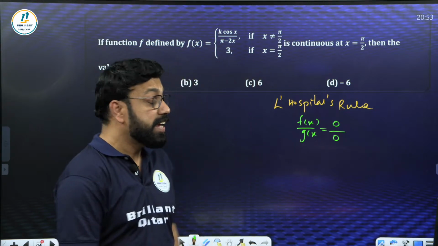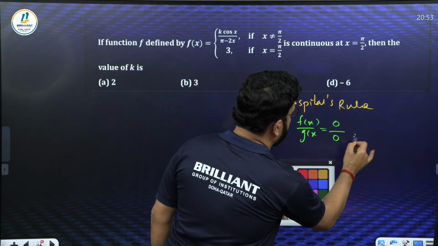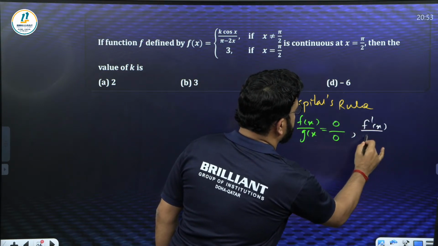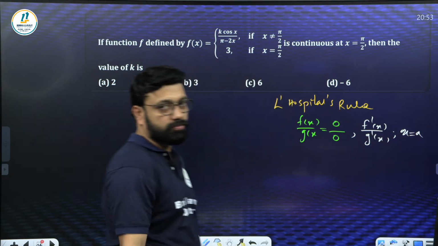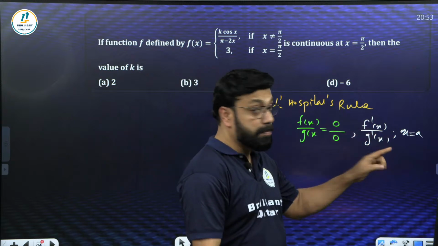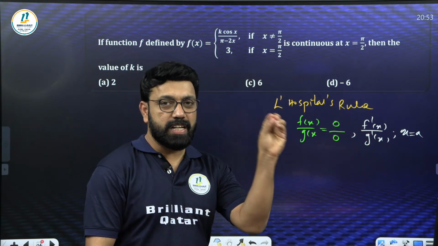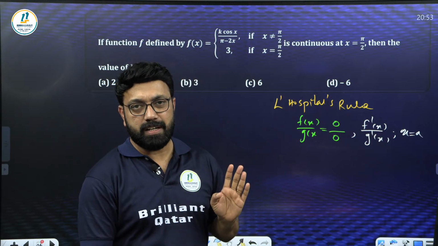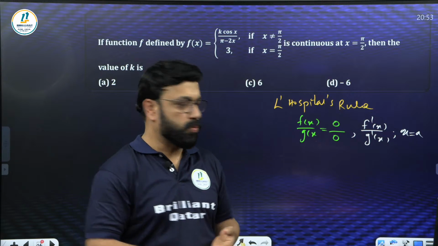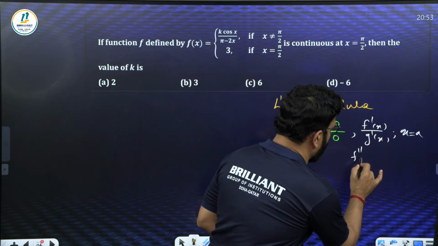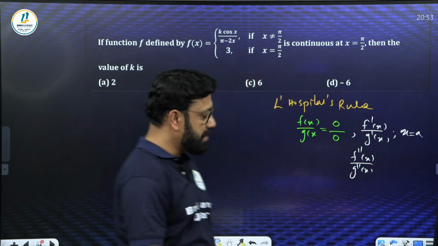What's L'Hospital's rule? f dash x by g dash x at x equal to that particular value, maybe a. It's f dash x divided by g dash x. Not the quotient rule, not (u by v) dash; it is the derivative of the numerator by the derivative of the denominator. Once again, if we get 0 by 0, once again take L'Hospital's rule: f double dash of x by g double dash of x at the same point x equal to a.